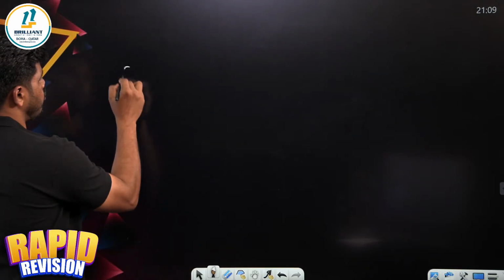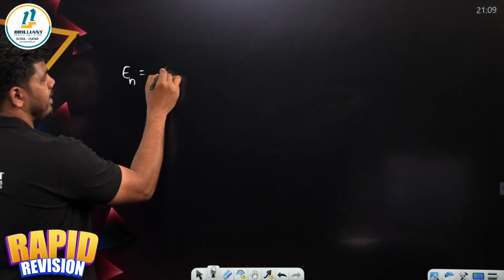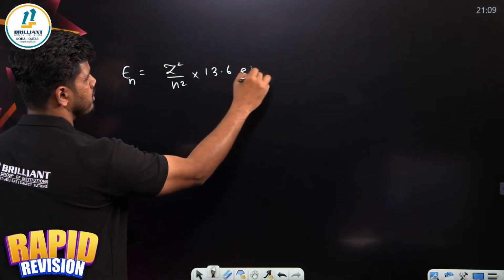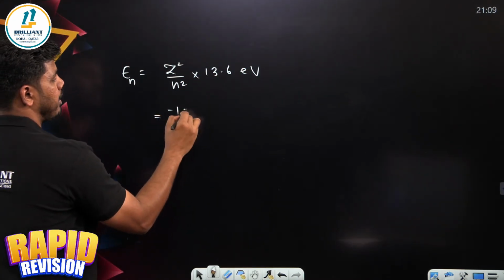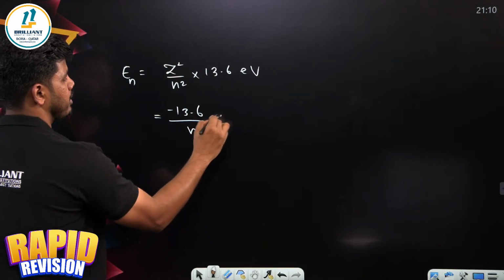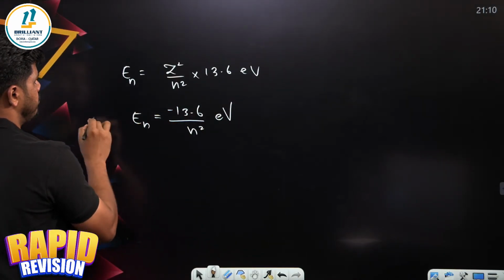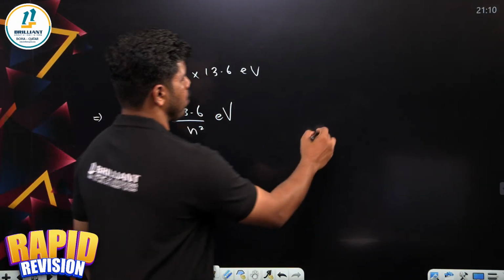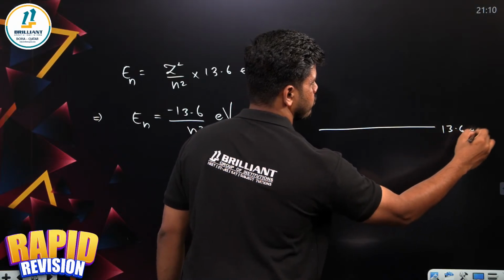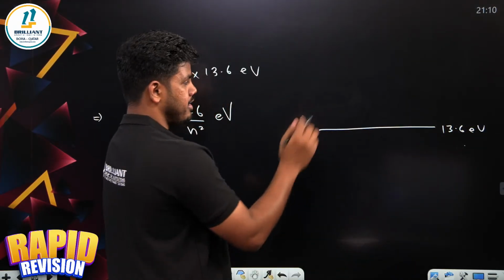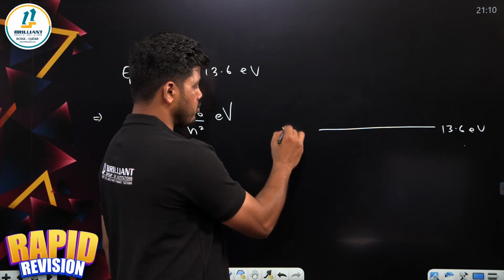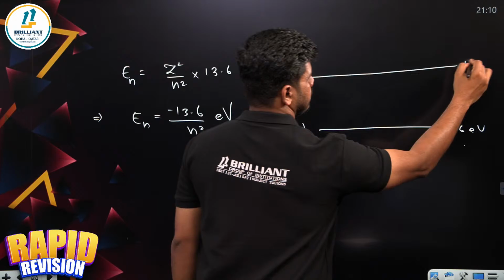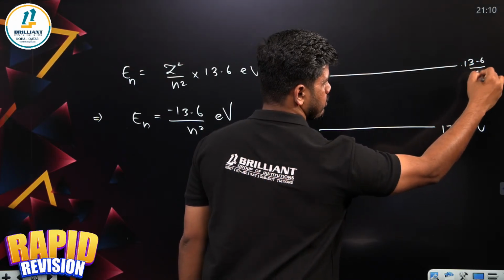Then the energy level of hydrogen atom, E_n. We had Z square by n square into 13.6 electron volt. That just simplified into minus 13.6 divided by n square electron volt, the energy level of hydrogen atom. For hydrogen atom, Z is equal to 1. So for the ground state, n is equal to 1, it will be minus 13.6 electron volt, the first energy level. Second energy level, n is equal to 2, that is 13.6 divided by 2 square, 4.